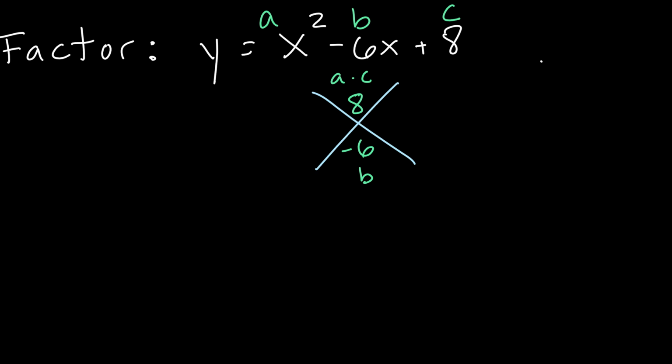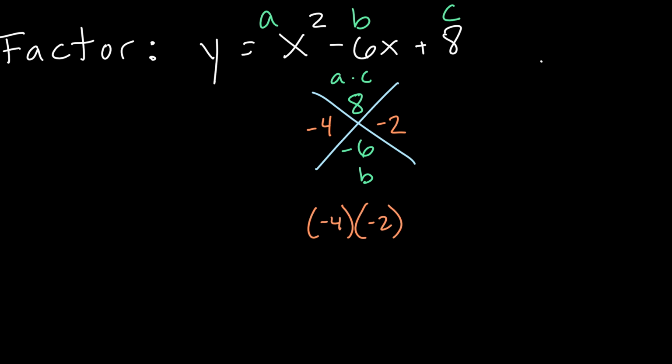So the two factors that multiply to get 8, but add to get -6 are -4, -2, right? -4 times -2 is 8. -4 plus -2 is -6. Now, do I just write these factors like this? Am I done?